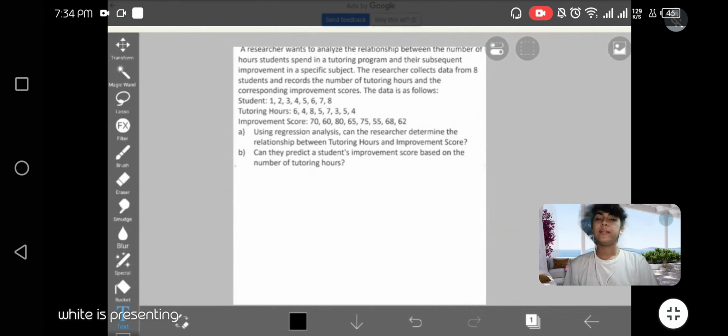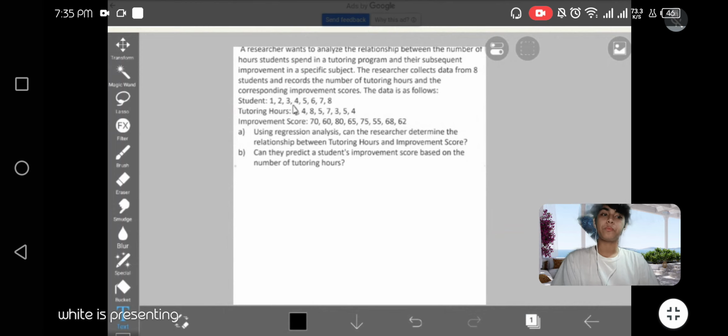So, there's a problem of our researcher that we need to identify by follow-up questions. Let me read the problem first. A researcher wants to analyze the relationship between the number of hours students spend in a tutoring program and their subsequent improvement in a specific subject. The researcher collects data from each student and records the number of tutoring hours and the corresponding improvement scores. The data is as follows.